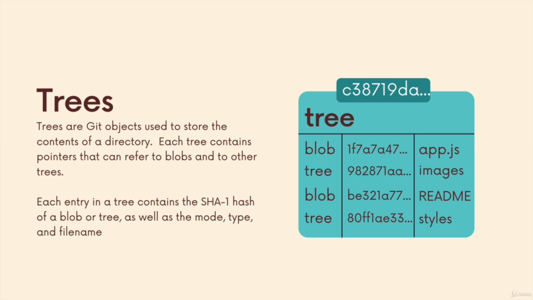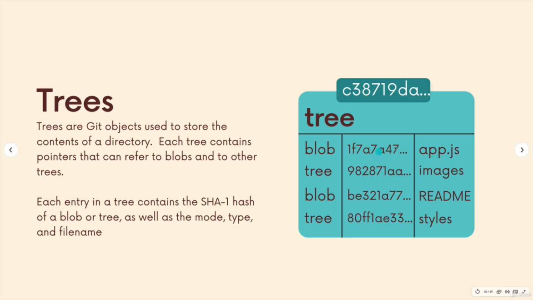Trees are Git objects that are used to store the contents of a directory. So blobs store the contents of a file, and trees store the contents of a directory. Trees actually contain pointers that can refer both to blobs and to other trees. So think about it this way: if we have one folder, and inside that folder there is one file, Git would represent that with one tree, and that tree would point to or refer to one blob for that file.